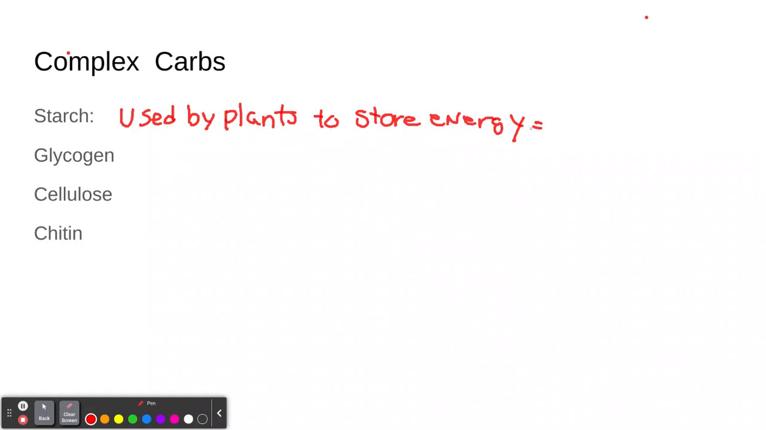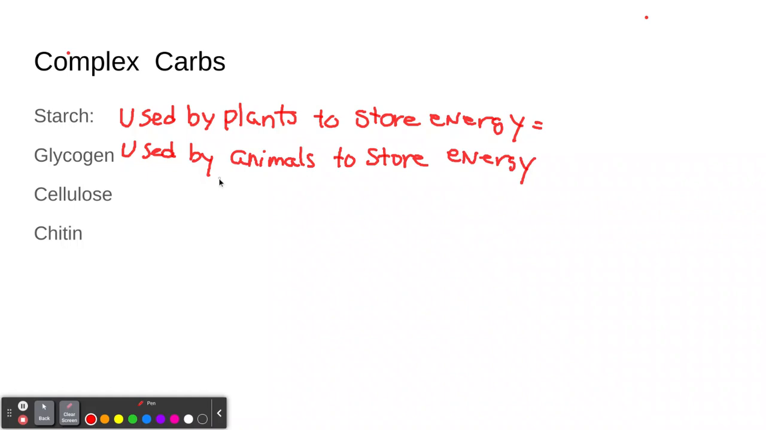And then glycogen, as we said before. The body will turn glucose into glycogen because it's used by animals, that's us, to store energy. So plants use starch, and we use glycogen to store energy. In the next video, we're going to talk about some other aspects of fructose and glucose, how it helps our body and how it does not help our body.